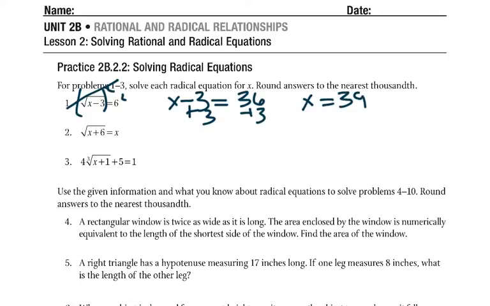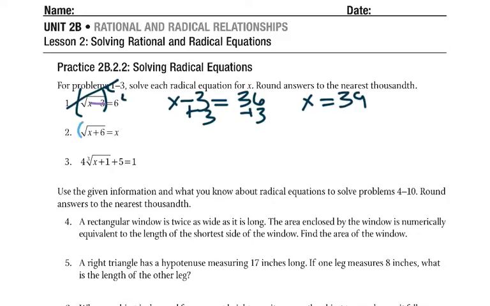Okay. Then typically what you need to do is plug the numbers back in, because sometimes some won't work. Like this one, 39 minus 3 is 36. Square root of 36 is going to give us a positive or a negative 6. Okay. Which the positive 6 works.